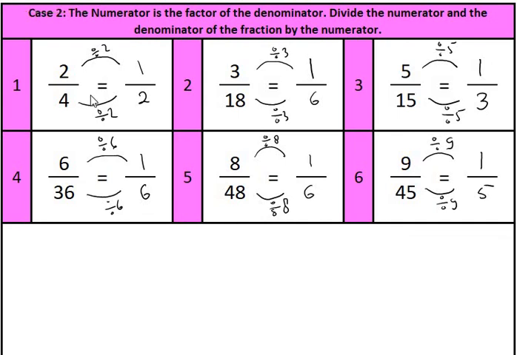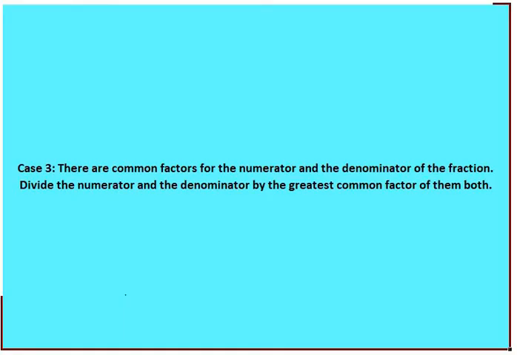So after we discussed case number two, where the numerator is the factor of the denominator, we just do this very simple thing and you get the simplest form. Now we come to the third case. Let's take a look at it.